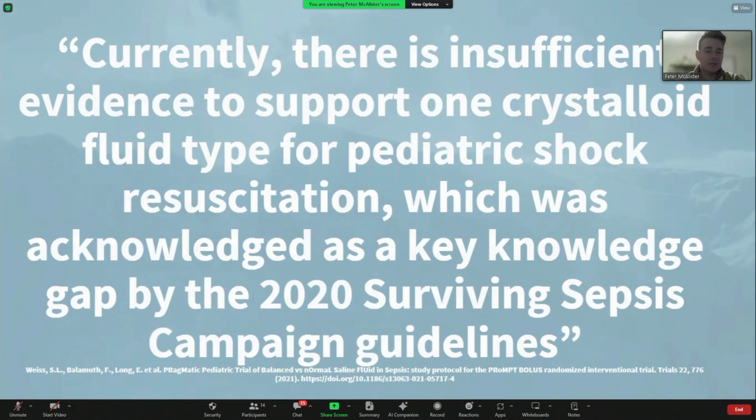So the fact that we've used saline for a long, long time, and there's not compelling evidence in the pediatric population to suggest that we should stop using it, why should we? If PROMPT BOLUS tells us otherwise, then fair enough. But until that point, I would argue that we should continue to use saline as our main resuscitative fluid.